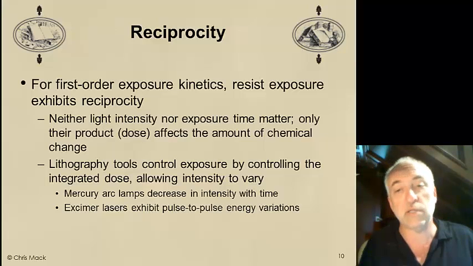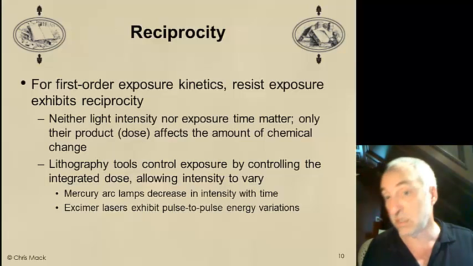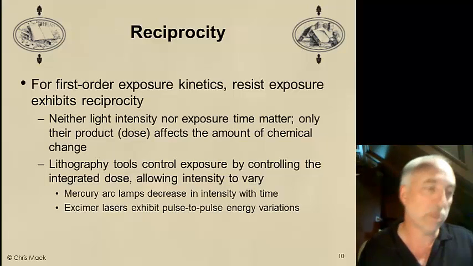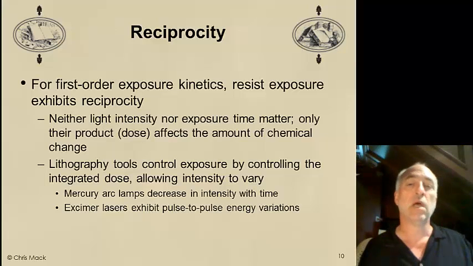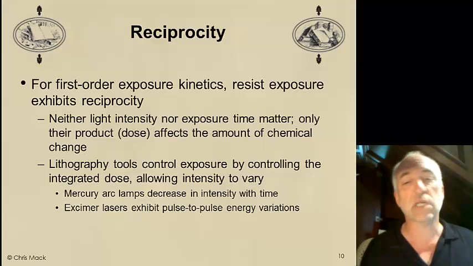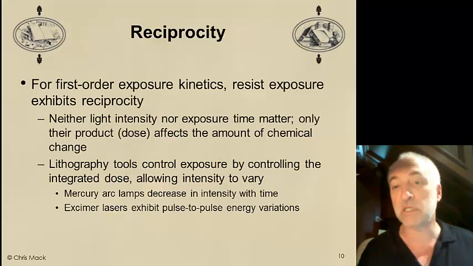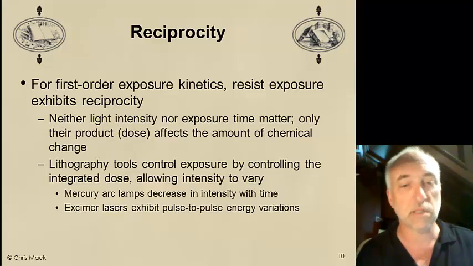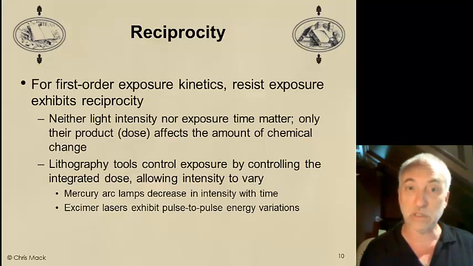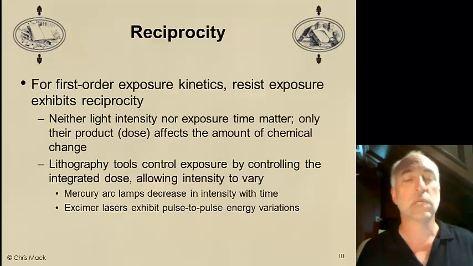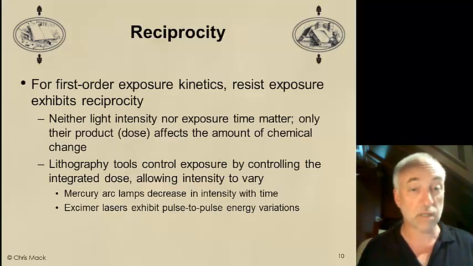It can get down to 80–70% of its initial intensity before we chuck the lamp and put a new one in. But that's okay, we simply increase the exposure time in proportion to the decrease in intensity and we'll get the same result. In other words, we integrate dose. And as long as the dose is constant, we have controlled our lithographic results.